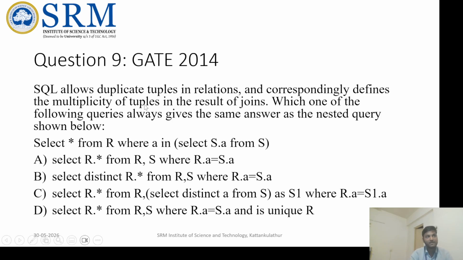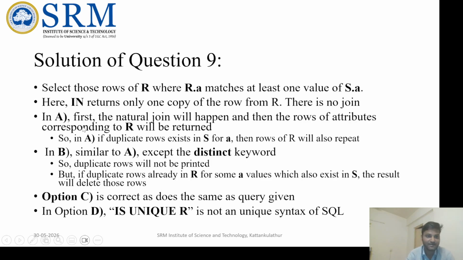If you read clearly, you will understand that for both the matches, the same row of R will be printed. That's why it is written. First, the natural join will happen, and then the rows of attributes corresponding to R will be returned. So in A, if duplicate rows exist in S for A, the rows of R will also repeat. So it is not correct, first of all.